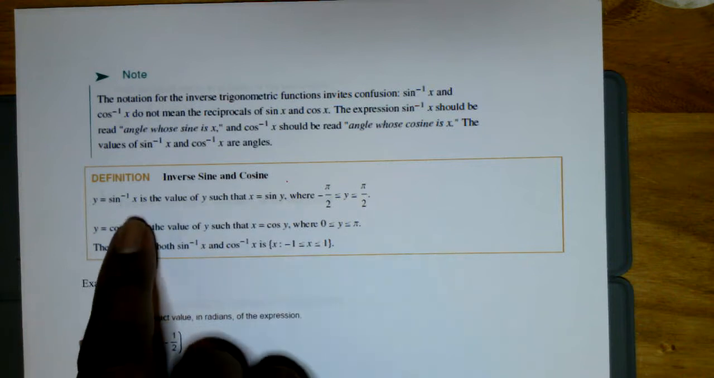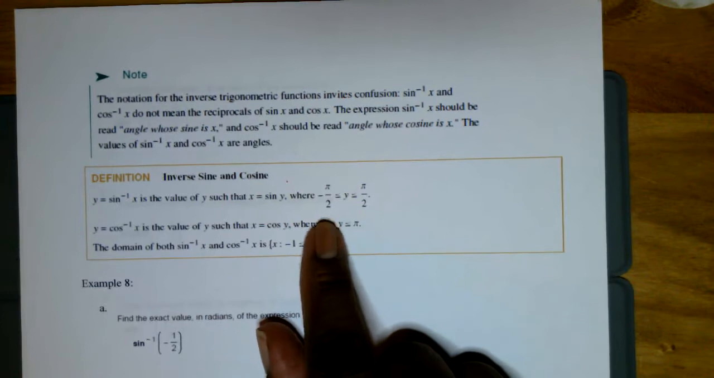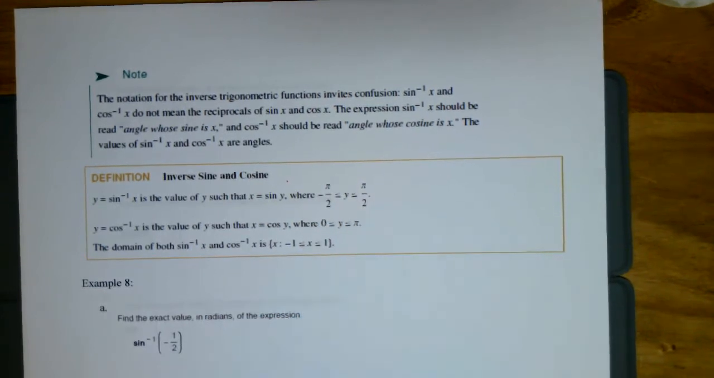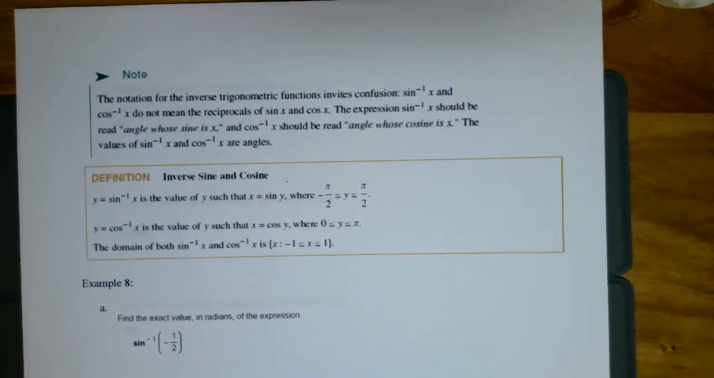where it says y is equal to the inverse sine of x. That's going to be the value of y such that x equals sine of y, where y is a value between negative pi halves and positive pi over 2. And also y equals inverse cosine of x is the value of y such that x equals the cosine of y, where y is a value between 0 and pi. The domain for both the inverse sine and the inverse cosine is from -1 to 1. X will be a value between -1 and 1.